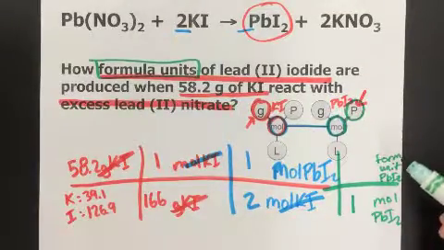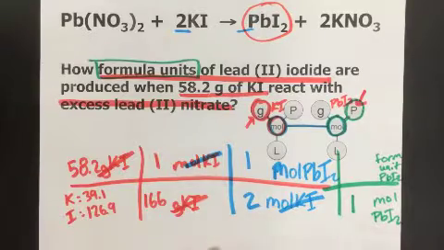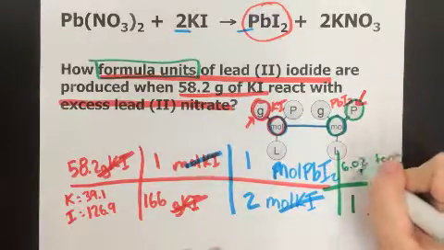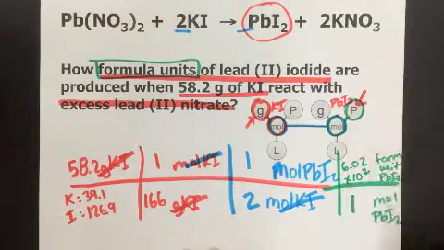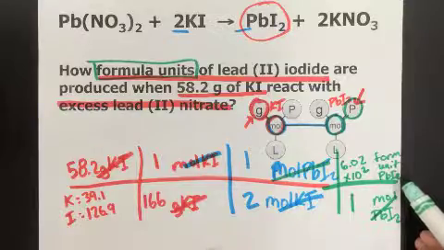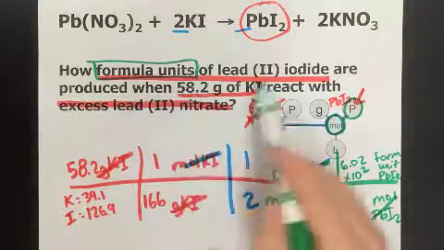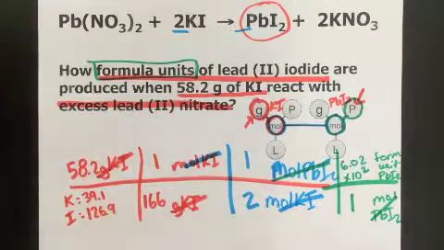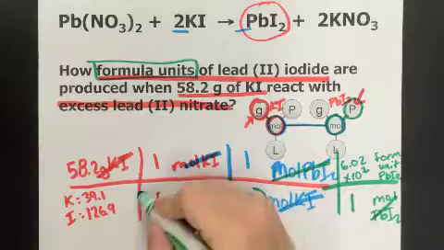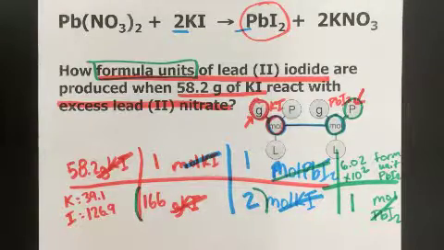And then with formula units, just like we've been doing the entire unit, is a type of particle, so we're going to use 6.02 times 10 to the 23rd. Moles cancel. We're left with formula units of lead 2 iodide, which is what the question is asking for. So now to get your answer, you simply multiply the top, divide by the bottom. Now remember, when you divide by the bottom, you need to make sure that you put parentheses around it.